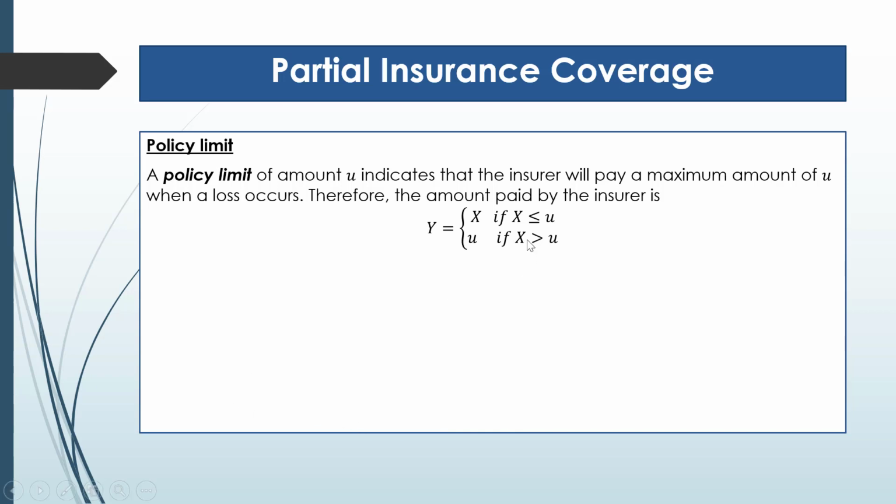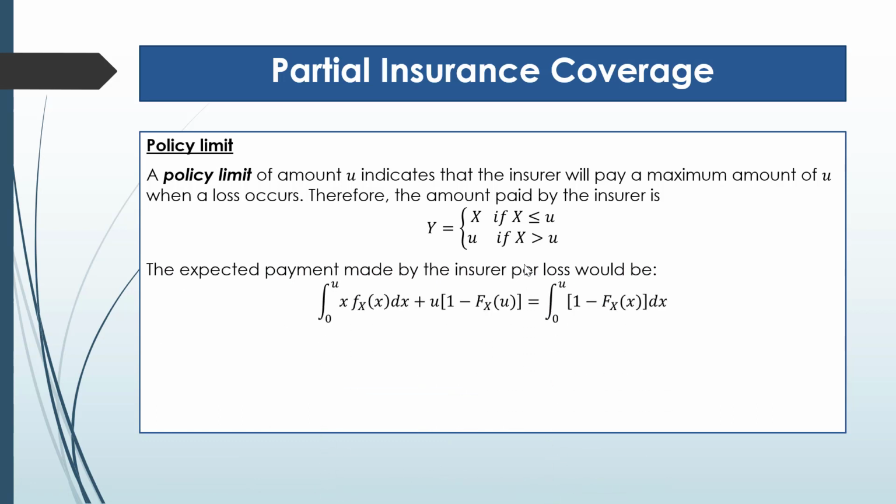That means if the loss is less than the policy limit, the insurer will pay in full. If the loss is greater than the policy limit, the insurer will pay the amount of the policy limit, U. And the expected payment made by the insurer per loss would be E of Y is the integral from 0 to U of x f of x dx plus U times 1 minus the CDF of X at U. This is equal to the integral from 0 to U of 1 minus the CDF of X at x dx.